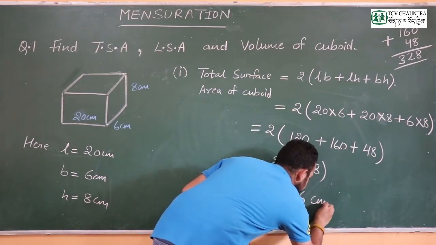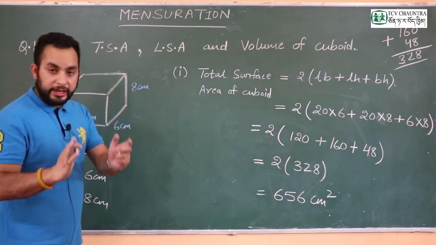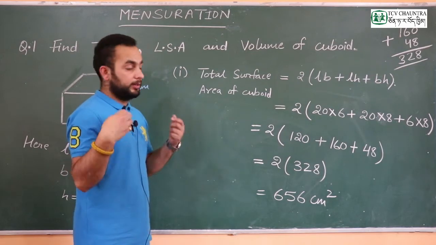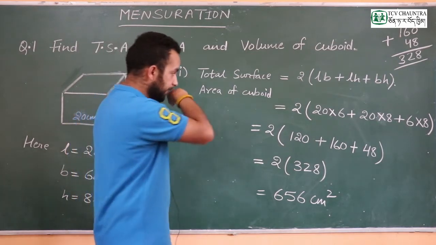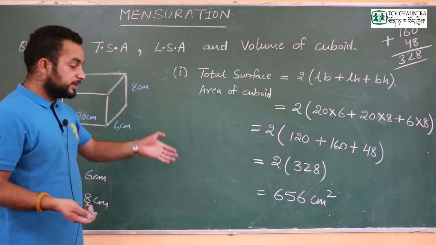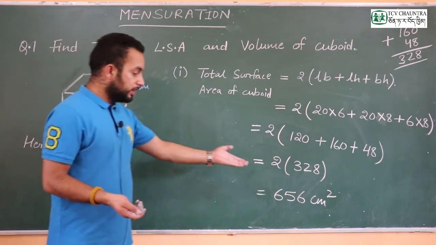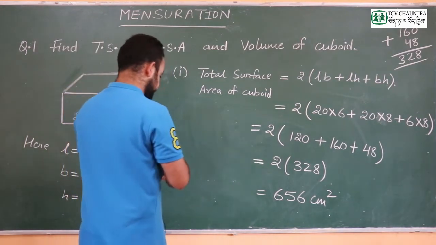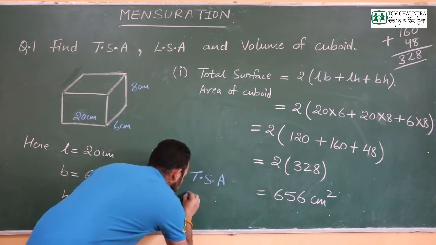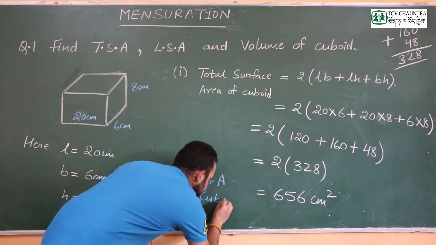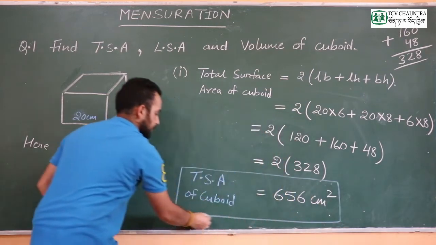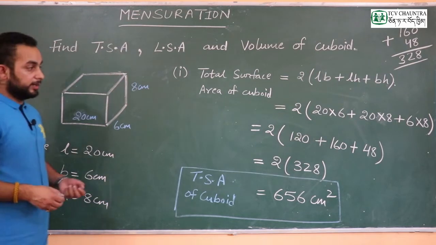656 centimeter square, because your area is always in centimeter square, or it is a meter square, like that. Whatever measurement is given in the question, in this question centimeter is given, so you are going to write the unit centimeter square over here. So at last you will say that total surface area of cuboid is 656 centimeters square. Is it clear?